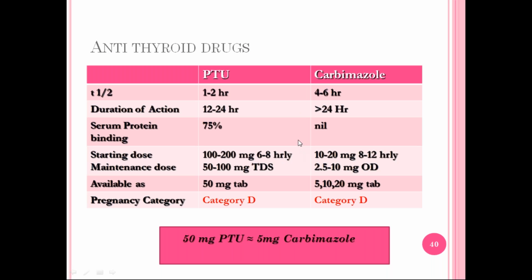Here with carbimazole, because its half-life is longer, you can start BD and then maintain at OD, that is once a day. Propylthiouracil is available as a 50 mg tablet. Carbimazole is available as 5, 10 and 20 mg tablets, and both are category D drugs. The carbimazole dose is low because 50 mg of propylthiouracil is equivalent to 5 mg of carbimazole. So the dose of propylthiouracil is more than carbimazole.